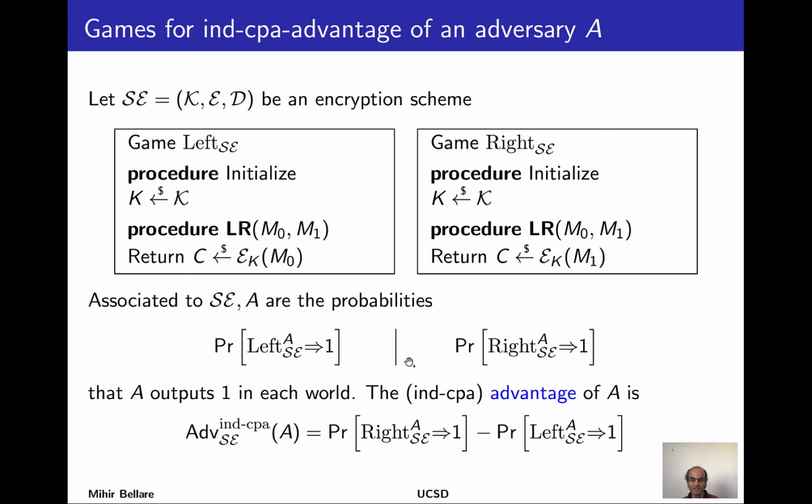Again, we're not interested in the actual values of these, but in how close they are to each other. So we define the advantage as the difference between these two probabilities. It's associated to the fixed scheme whose security we are measuring, to the adversary mounting the attack, and the superscript is the name of the metric, which is indistinguishability under chosen plaintext attack. So if this number is big, the adversary is doing well, and otherwise it's doing poorly.